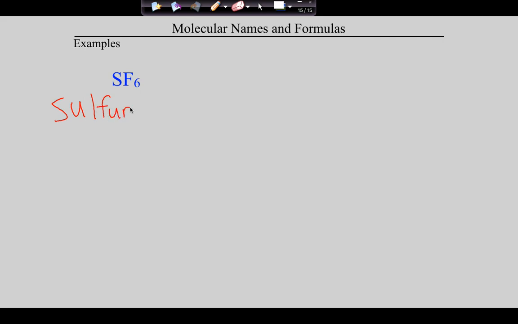Then the second part of this is fluoride, but there's 6. So maybe looking back in your notes if you need, 6 is hexa. Hexafluoride. And this is what is called sulfur hexafluoride. That's it. No parentheses, no balancing charges, no Roman numerals, none of that. It's just sulfur hexafluoride. That's all there is to it. Let's take a look at another example.